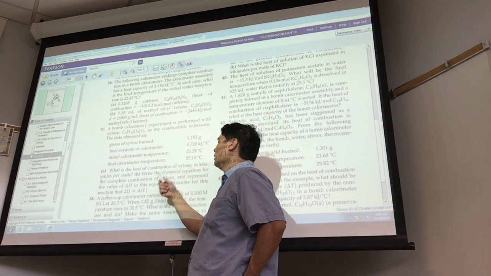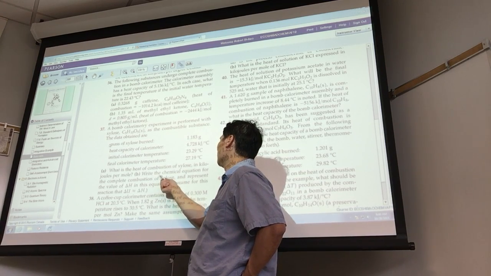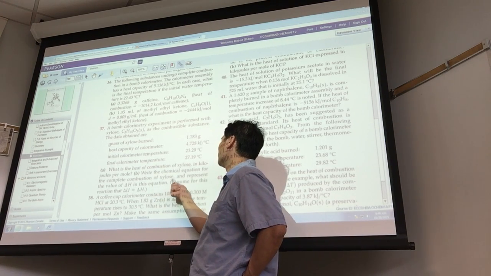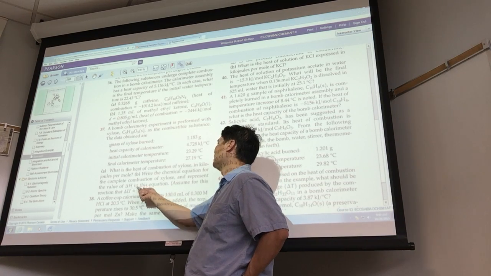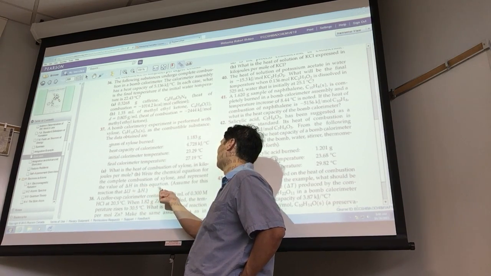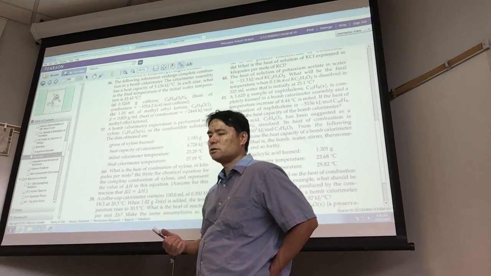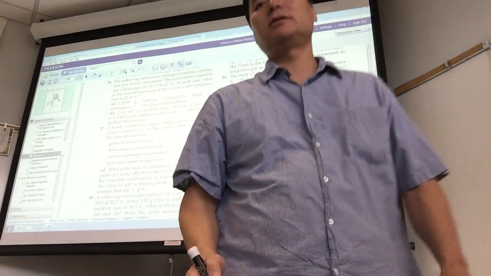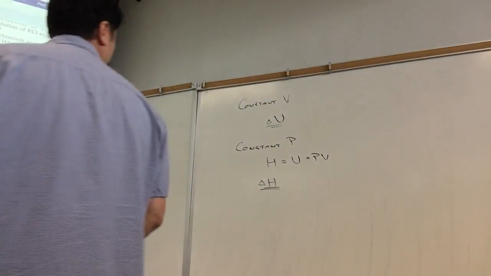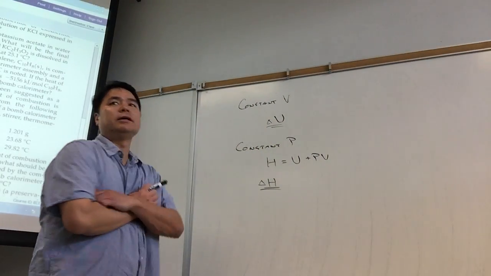Well, B, write the chemical equation for the complete combustion of xylose and represent the value of delta H in this equation. Assume for this reaction that delta U is approximately equal to delta H. So in this particular reaction, let's see, are delta U and delta H the same thing? When are delta U and delta H the same thing?